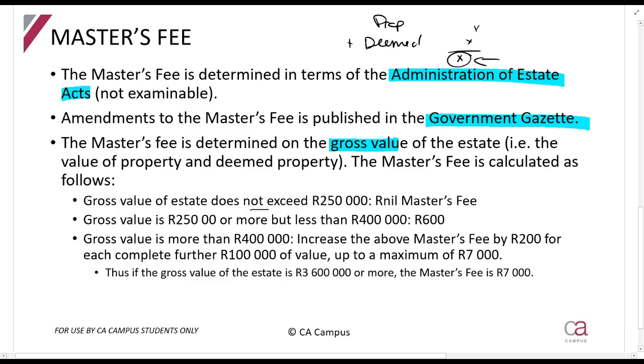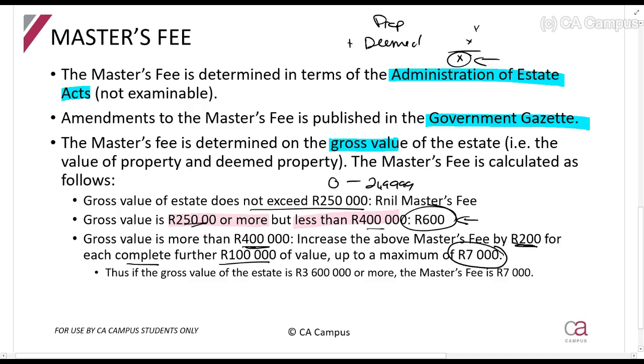If that value is 250,000 rands or less, then it's 0 rands, so there's no master's fee. If it is 250,000 or more but less than 400,000, so this is 0 to 249,999, like that, it's 600 rands, just 600 rands. If it is more than 400,000, then you increase that 600 rands by 200 rands for each complete further 100,000 rands. The maximum that it can be is 7,000 rands.